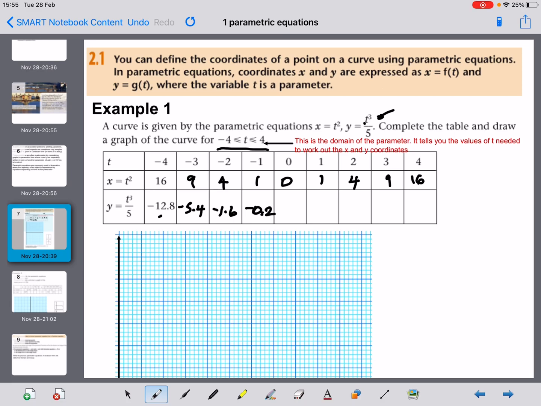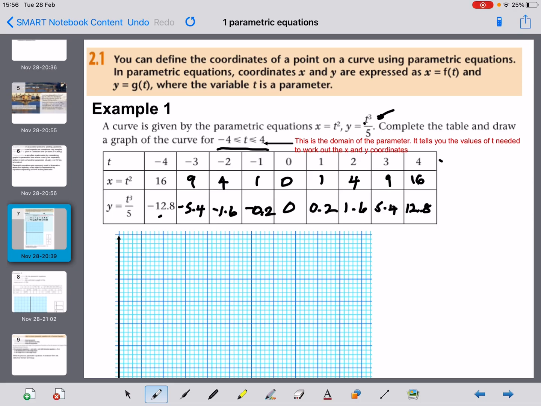When t is 0, y is 0. When t is 1, 1 cubed is 1 over 5, that's 0.2. When t is 2, 2 cubed is 8, divided by 5 is 1.6. When t is 3, 3 cubed is 27, divided by 5 is 5.4. And when t is 4, 4 cubed is 64, divided by 5 is 12.8. So we've substituted t from -4 to 4 into each parametric equation, and that has produced a set of x values and a set of y values.